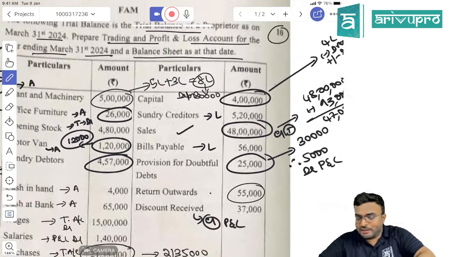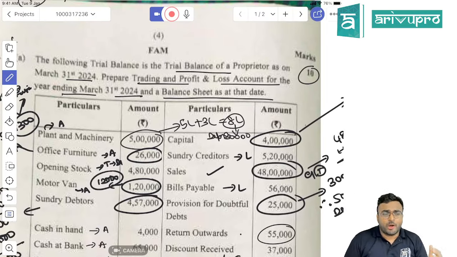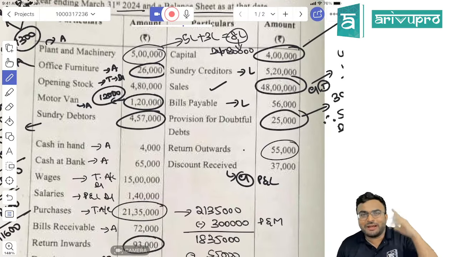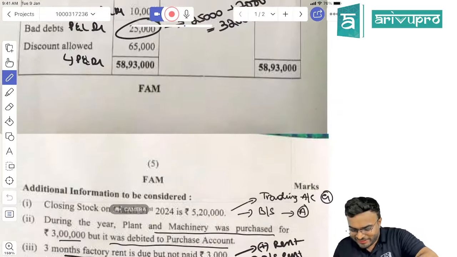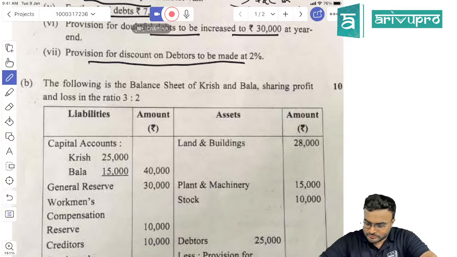This should be a simple final accounts question. There shouldn't be any problem with this one. Okay, easy 10 marks into the pocket. Next, let's go further.